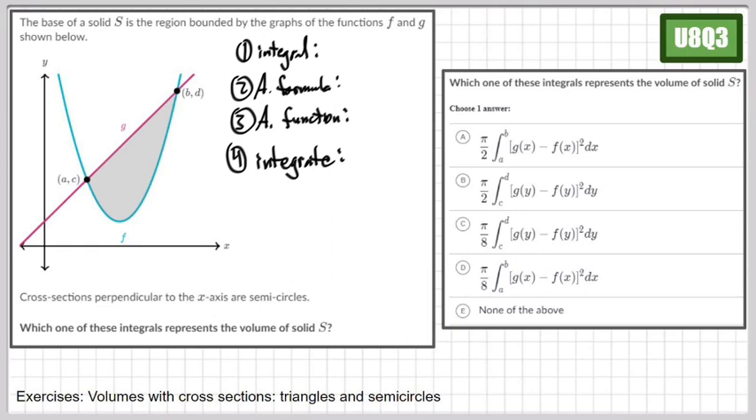First, our integral. It's perpendicular to what? X-axis. That's how you know. Okay, let's see. We're going to integral. We need an A of x. That's what we need: an A of x dx.